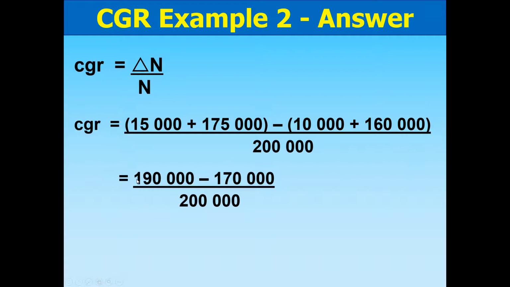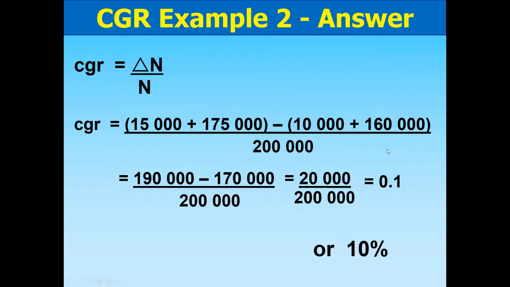Add them separate, so 15,000 plus 175,000, subtract 10,000 plus 160,000, and then divide it by 200,000. So it's 20,000 divided by 200,000, which is 0.1. So it is increasing, it's positive. You can also say that it's increasing by 10%.